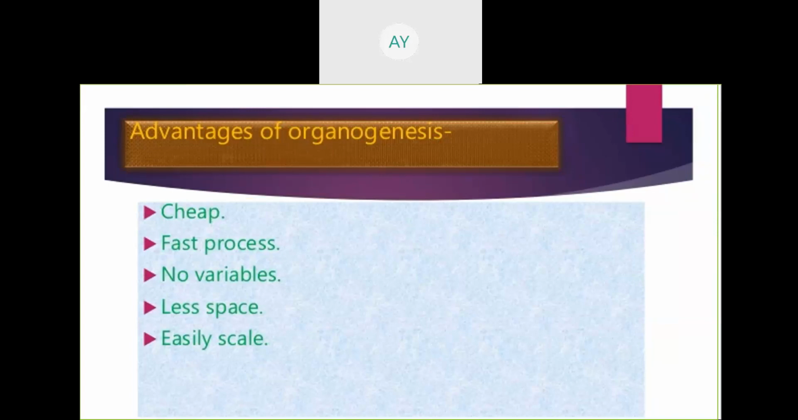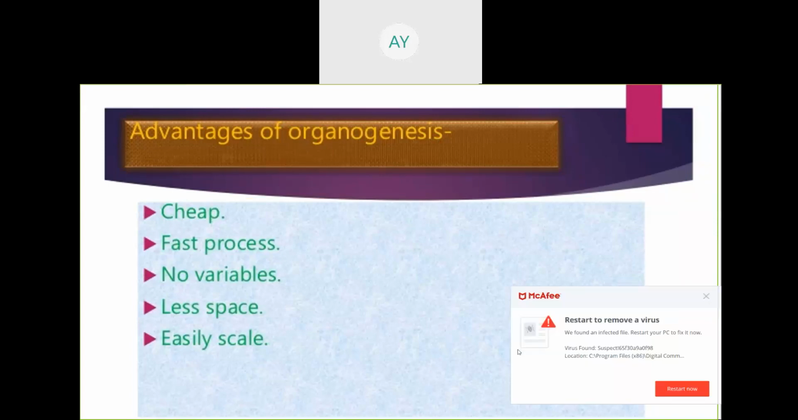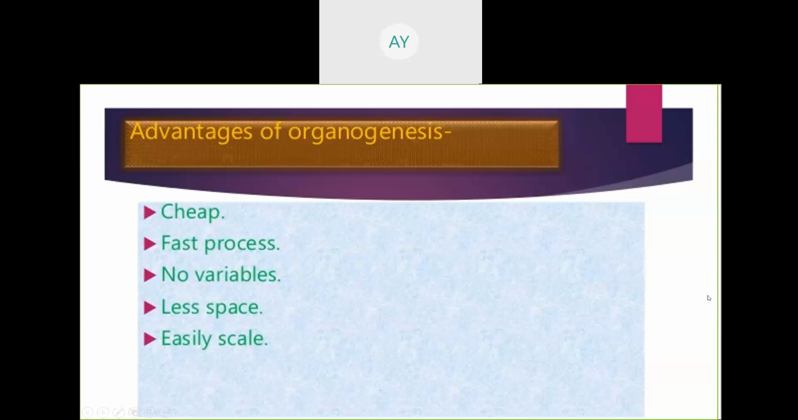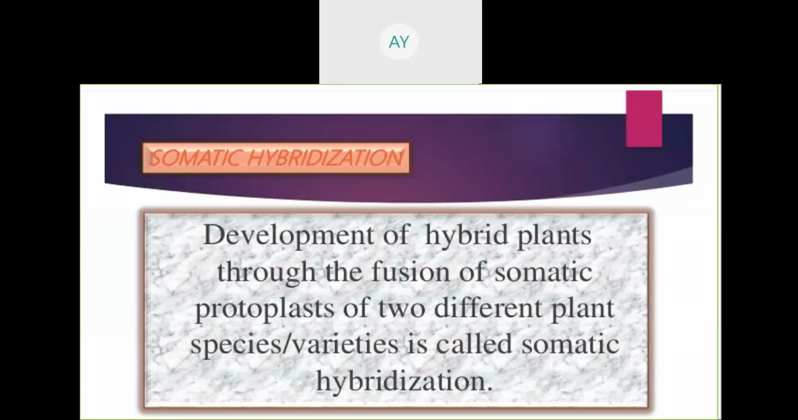So you can produce a large number of a particular organ with the help of chemicals in the presence of particular hormones. If you want to produce the root, then we use a high concentration of auxin. But if you want to produce the shoot, then you use a high concentration of cytokinin. But if you want to produce the callus, then an equal amount of auxin and cytokinin. So try to know. Now somatic hybridization.